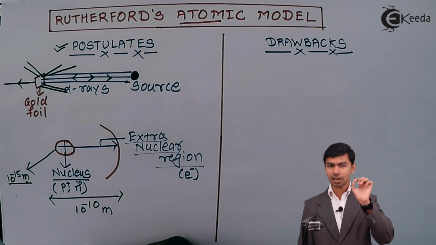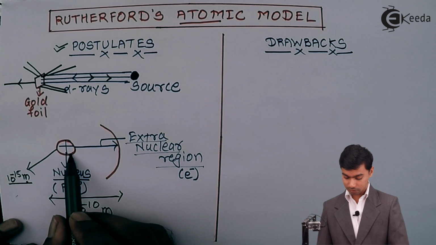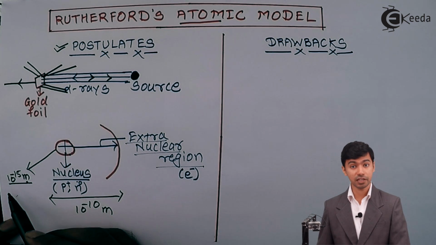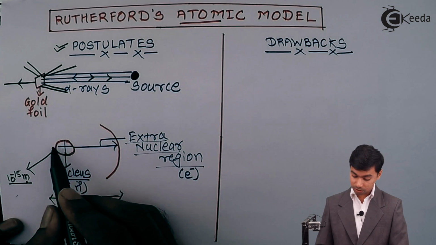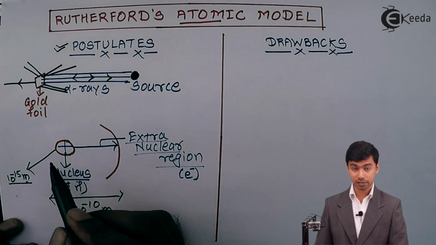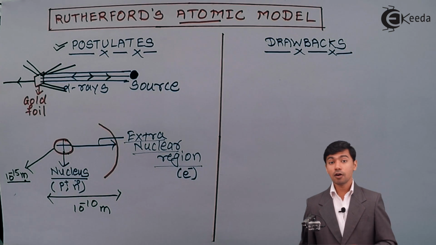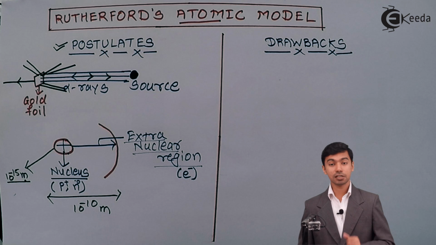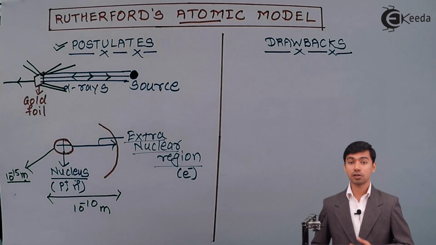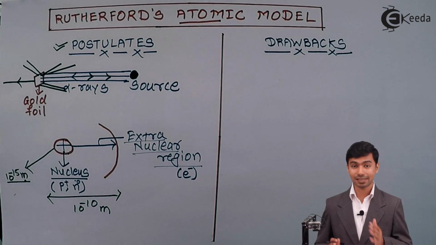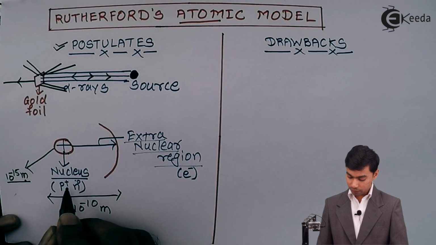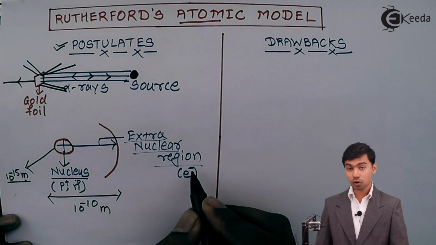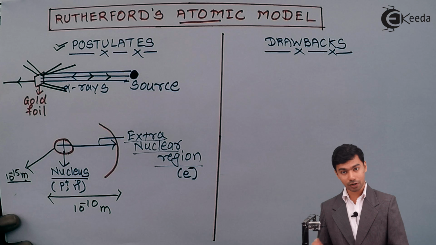That means such a tiny part at the center, 10 raised to minus 15 meter, is called the nucleus, which contains many other fundamental particles, that is protons, neutrons, pions, mesons, etc. Along with those, some electrons are also present at the extranuclear region.